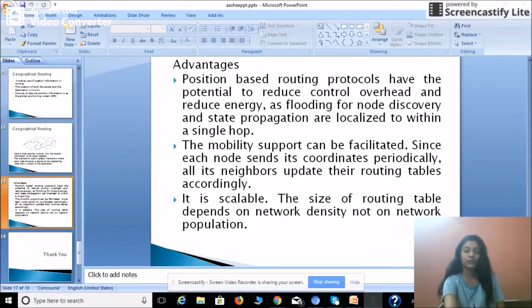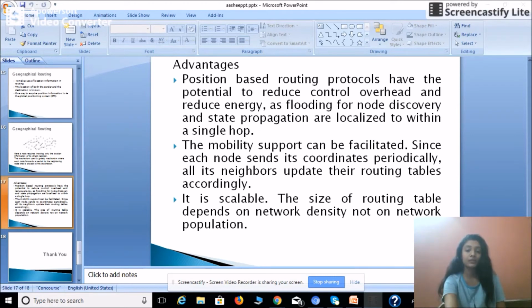Here are some advantages of geographical routing. First, position based routing protocols have the potential to reduce or control overhead and reduce energy, as flooding for node discovery and state propagation are localized to within a single hop because we need to send the packets only to the neighboring nodes.